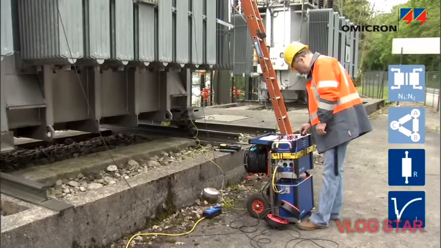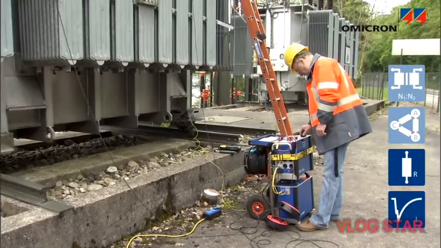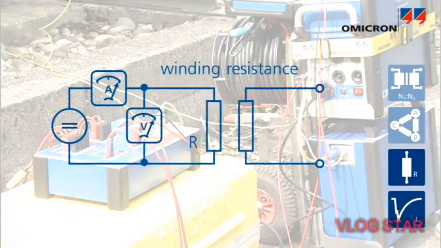Then, the CPC performs the winding resistance measurement. Injecting DC current requires the inductive energy in the winding to be charged and discharged. Thus, this measurement needs to be performed phase by phase.